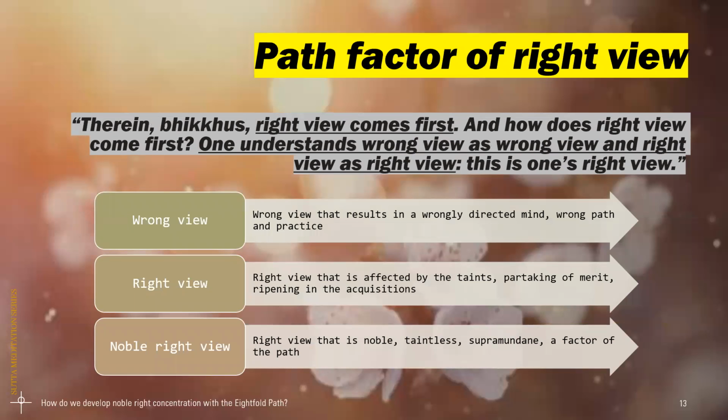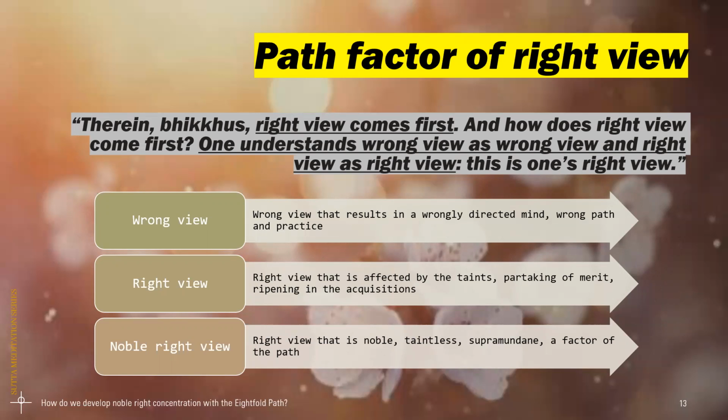So let's first look at the path factor of right view. The Buddha says, "Bhikkhus, right view comes first. And how does right view come first? One understands wrong view as wrong view and right view as right view. This is one's right view."